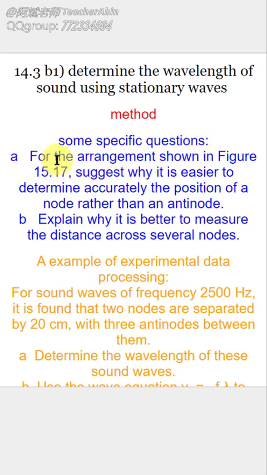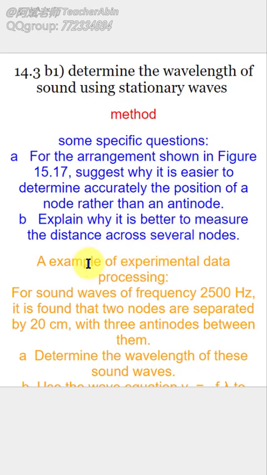A. For the arrangement shown in Figure 15.17, suggest why it is easier to determine accurately the position of a node rather than an antinode. B. Explain why it is better to measure the distance across several nodes.